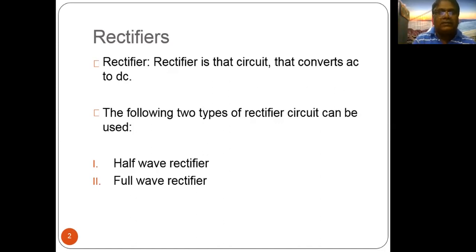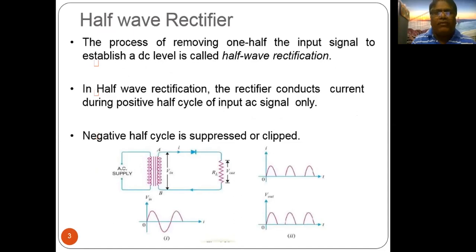Okay, next, what is the half wave rectifier? The process of removing one half of the input signal to establish a DC level is called half wave rectification. In this diagram of the half wave rectifier, we are using only one diode. Only one diode, so that is why it is called a half wave rectifier. In half wave rectification, the rectifier conducts current during the positive half cycle of the input AC signal only.